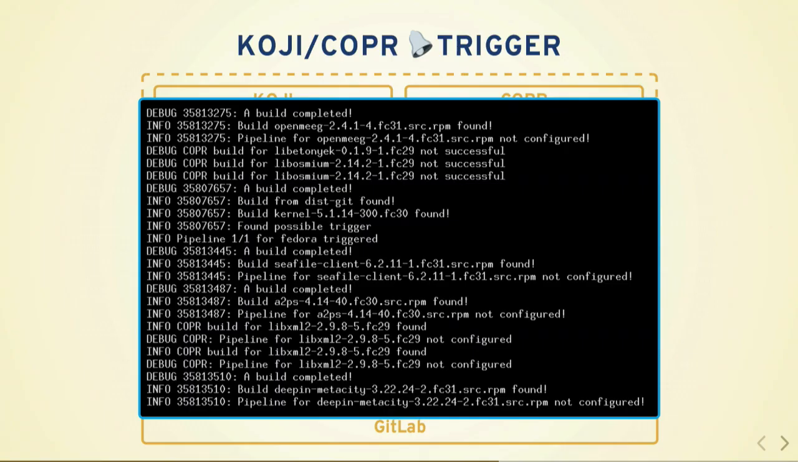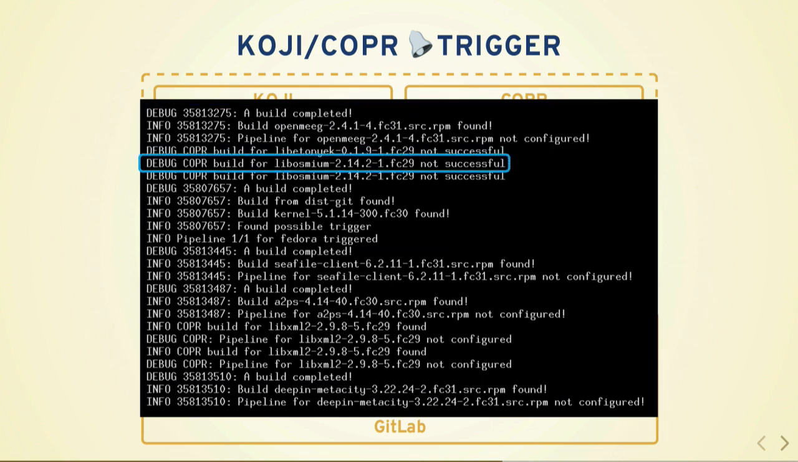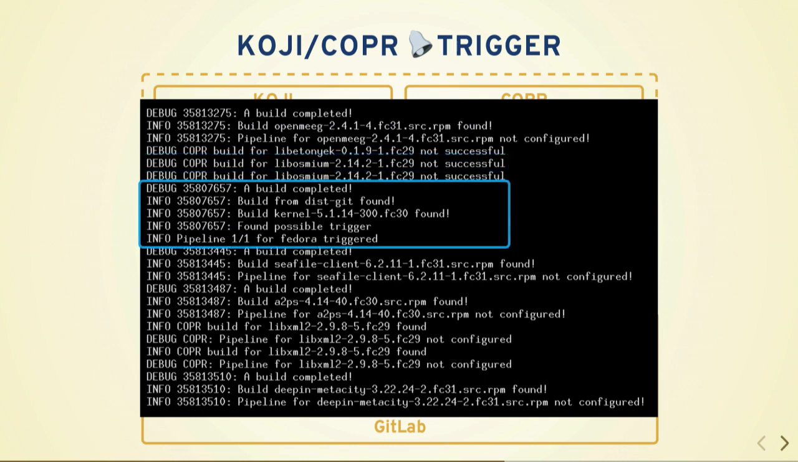The build systems are using a messaging system, so we have a listener deployed. You can see here the logs for a non-kernel build that completed. And yeah, we have a lot of debug logs here, so you can see that the pipeline wasn't triggered for this particular build. Here you can see a build that failed from Copr, so this is, again, not a build we are interested in. And here you can actually see a build for Fedora 30, which we are interested in and which we are testing, and a pipeline was triggered for this particular build.